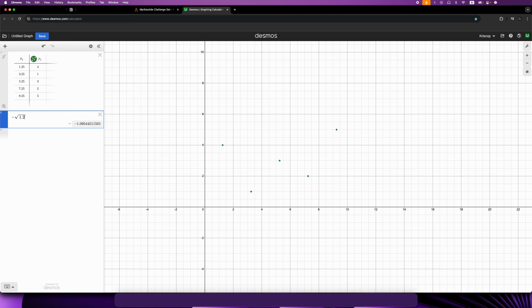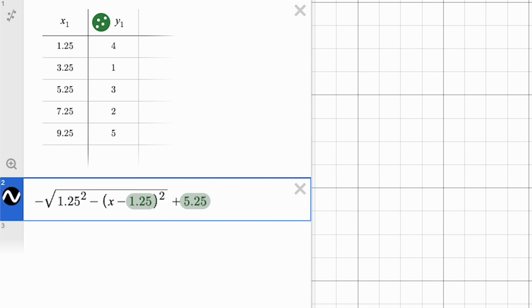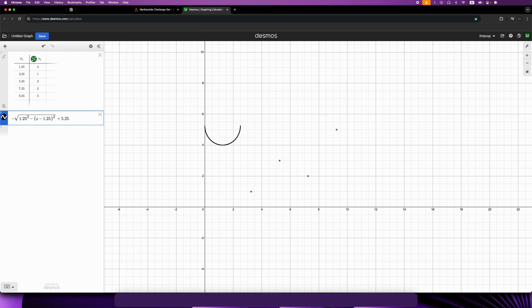The first element is a corner to catch falling marbles. I use the equation for an upside-down semicircle with its center at 1.25, 5.25, and a radius of 1.25. This, however, turns out to be a mistake, which I will explain later.